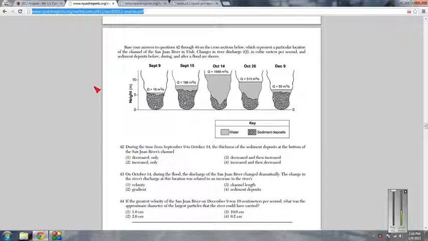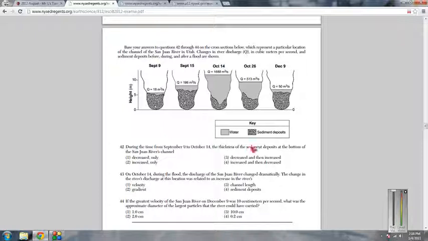And it looks like it's going through maybe rainy season, or there's some sort of flood at this period. Number 42. During the time from September 9th to October 14th, the thickness of the sediment deposits at the bottom of the San Juan River's channel. So the first thing to note is that they're talking about from September 9th, this first image here, to October 14th, which is our second image here. So we're not even worrying about these other two. You throw them out, only look at the first three images here.